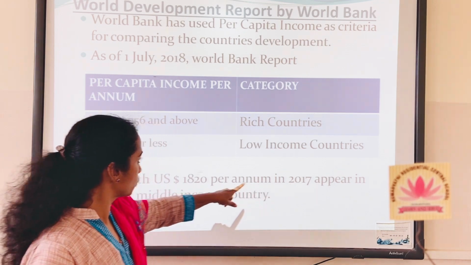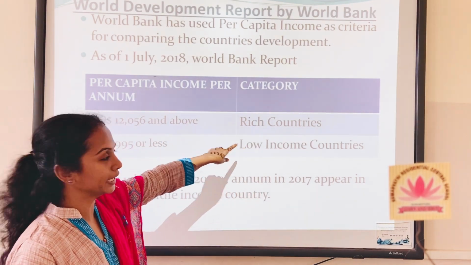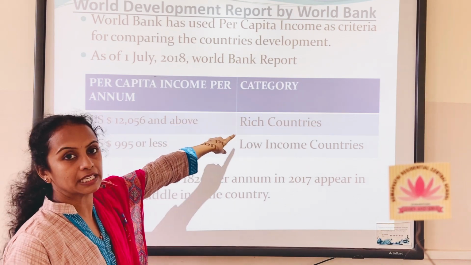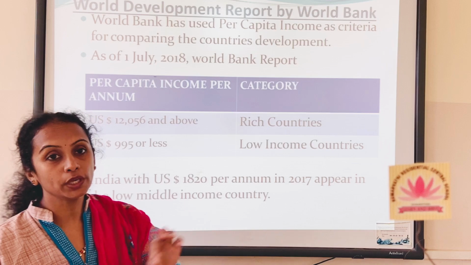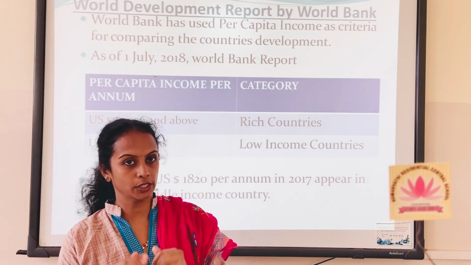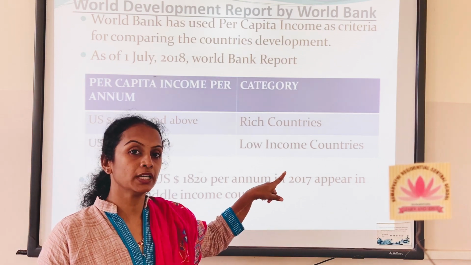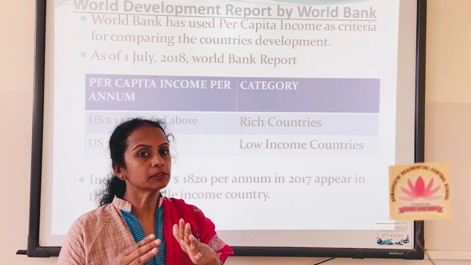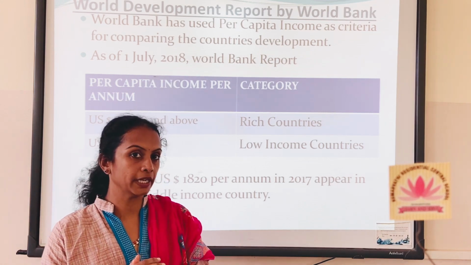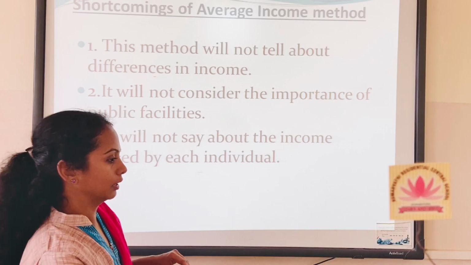As we are in between these two, we are not even in the low income country group, nor are we in the rich country group. That's why we appear in the lower middle income country group. So this is the World Bank criteria. It has used the average income method in assessing the nation's development. Going for the next slide.